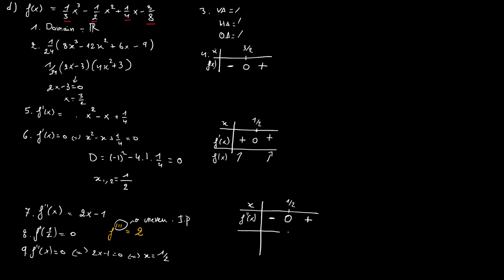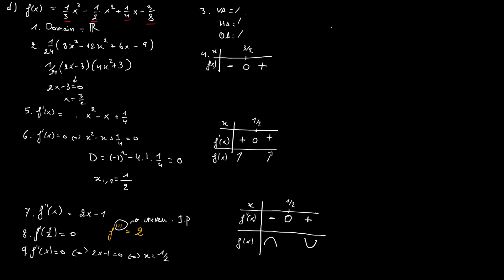So what does this mean for our original function? It means that our function is going to be concave first, then change, and then it's going to be convex. Okay, now let's bring all of this information together.